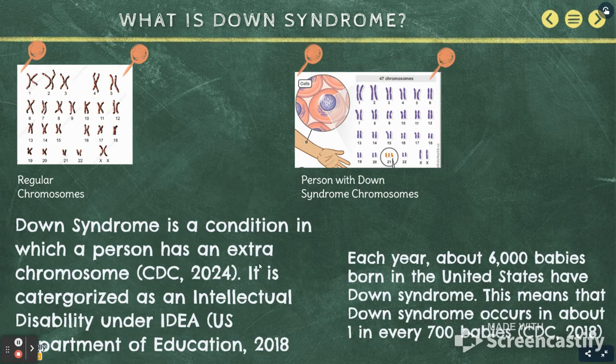Down syndrome is categorized as an intellectual disability under IDEA, and about 6,000 babies born in the United States have Down syndrome. So this means that Down syndrome occurs in about 1 in every 700 babies.